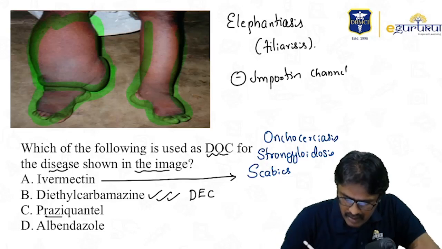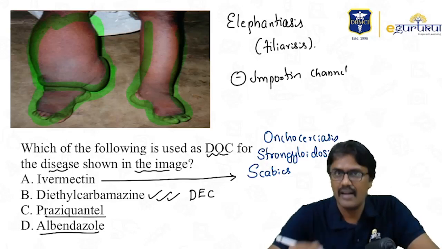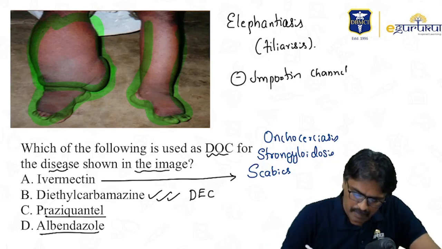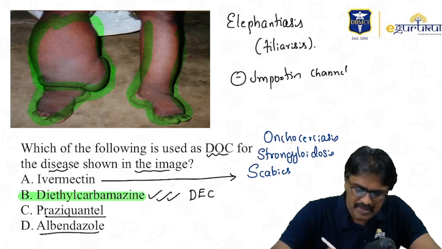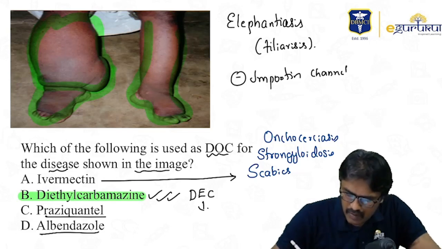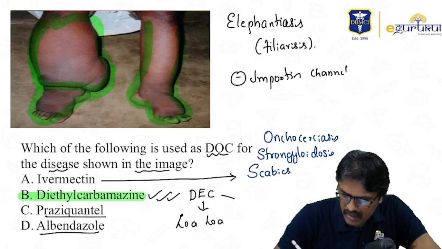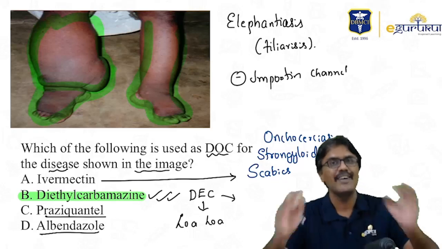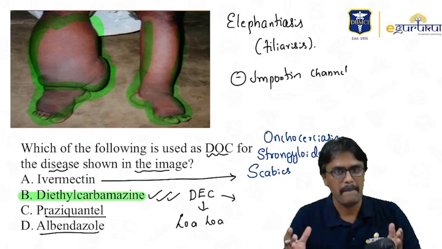Now praziquantel and albendazole or other anti-elephantiasis drugs are the options. So the answer for this question is mainly diethylcarbamazine, and it is also used for one more condition called loiasis, and also it is being tried for tropical eosinophilia.